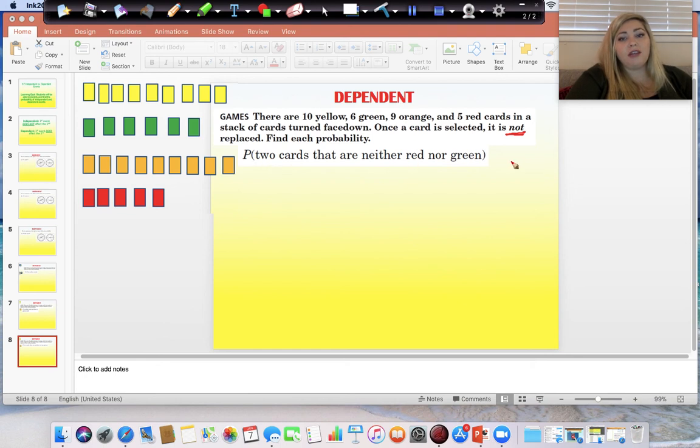2 cards that are neither red nor green. So neither red nor green. We need to count all of the ones that are neither red nor green. Okay, so here's the red and green, obviously. So we've got 1, 2, 3, 4, 5, 6, 7, 8, 9, and 10 yellows. That is 19 total that are neither red nor green out of 30. 19 out of 30 total.